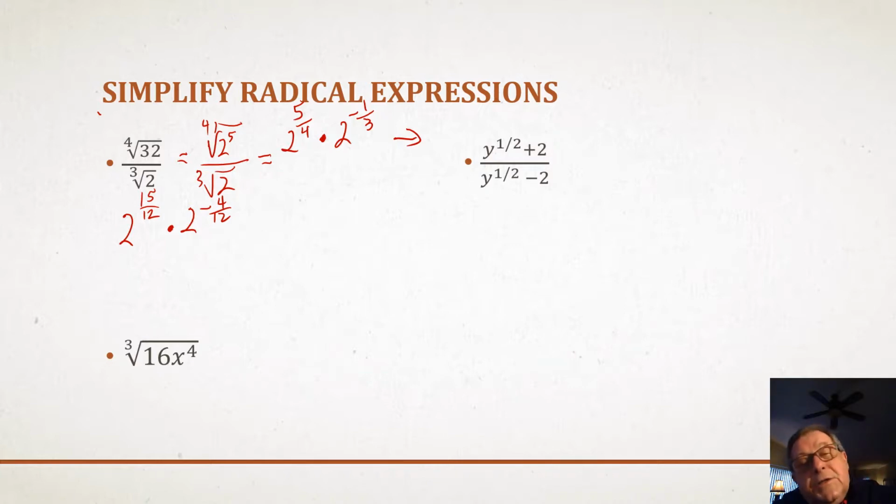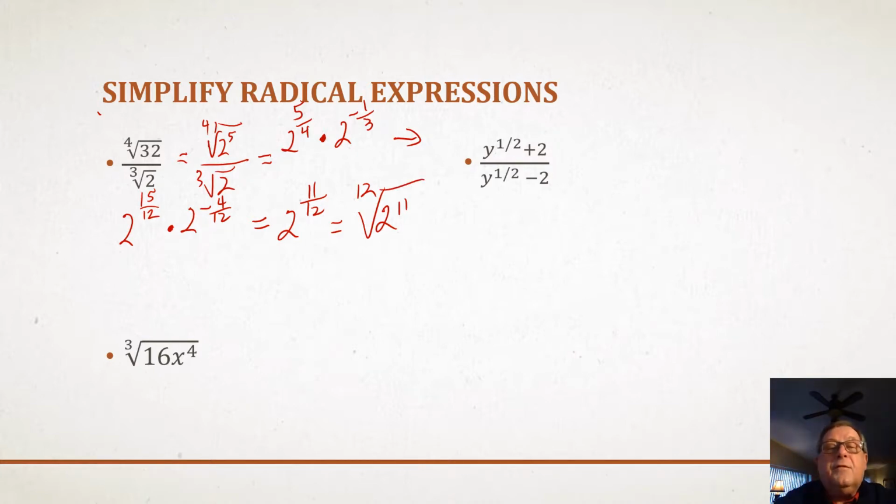Okay, well now we can just multiply these, and we're adding them. Of course, it's going to involve subtraction. And so let's see, 15 minus 4 is 11, and that's over 12. And then now let's put this back in radical form. So this would now be the 12th root of 2 raised to the 11th power. And that's pretty impressive. 12th root of 2 raised to the 11th power. I wonder what in the world that would be, but I'm not going to try.